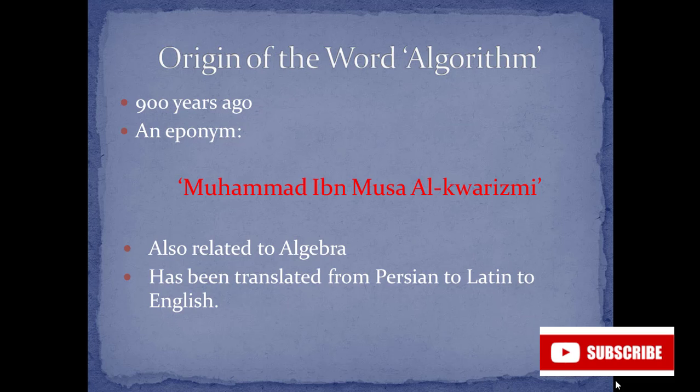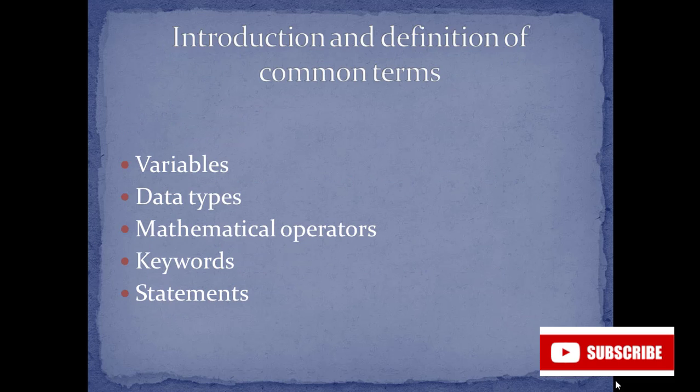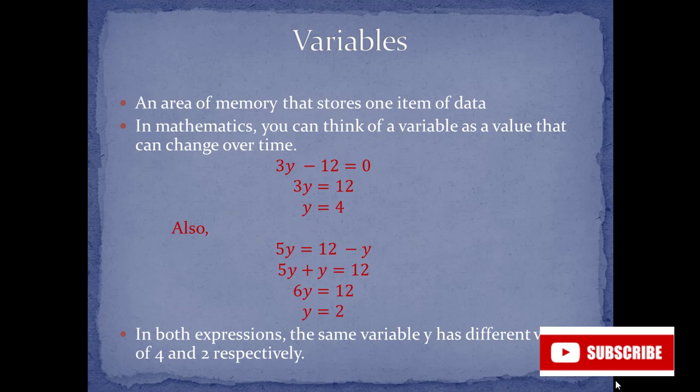He was a popular mathematician who contributed to mathematics in the 9th century, and his name can also be traced to the origin of some other words such as algebra. And this eponym was translated from Persian to Latin and then finally to English, to what we have today as the word algorithm. Like I said earlier, there are some terms that we cannot do without while talking about algorithms. Terms such as variables, data types, mathematical operators, keywords, and statements. We're going to look at them right now.